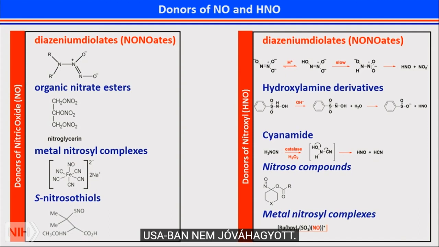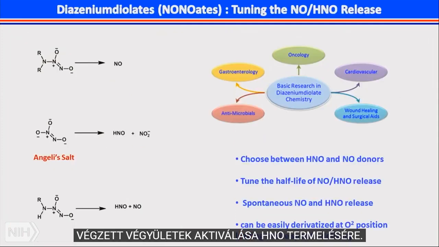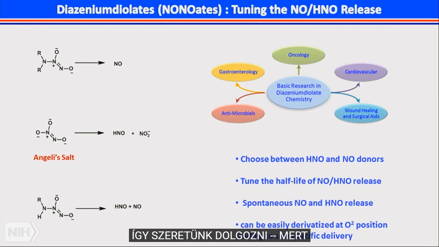The other HNO donor is this class of molecule, which is known as nitroso compounds. And recently, there have been ruthenium-based compounds, which are activated by thiols to produce HNO. We like to work with diazeniumdiolates because these can be tuned easily by different substitutions on the backbone to release NO versus HNO. When this amine is a secondary amine, it's a pure HNO donor, and it releases two equivalents of NO.